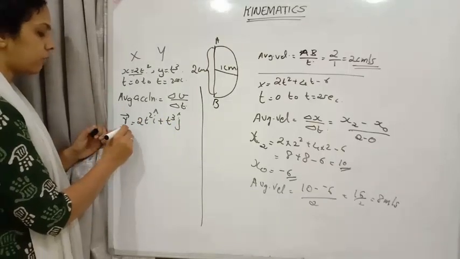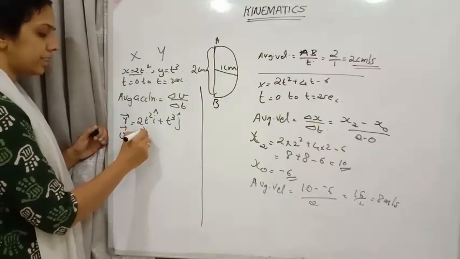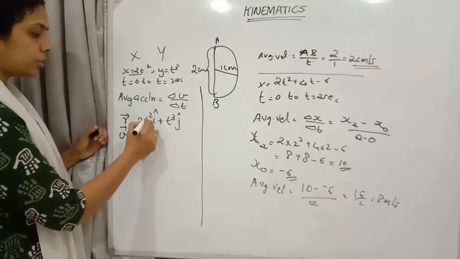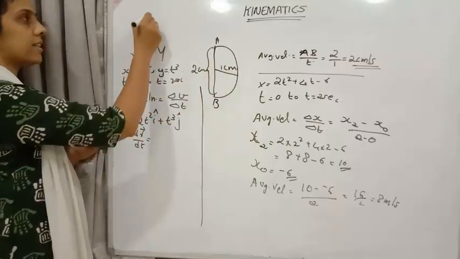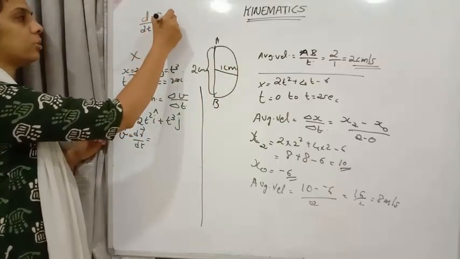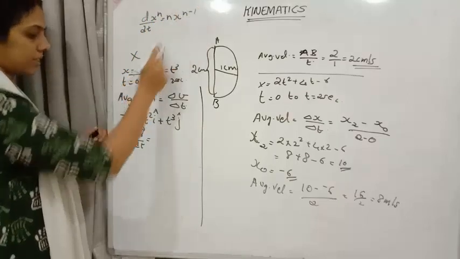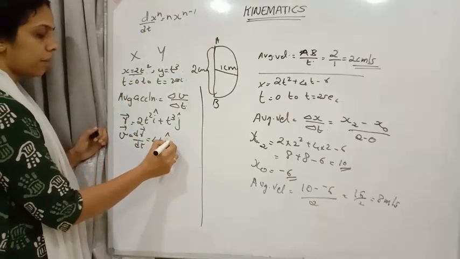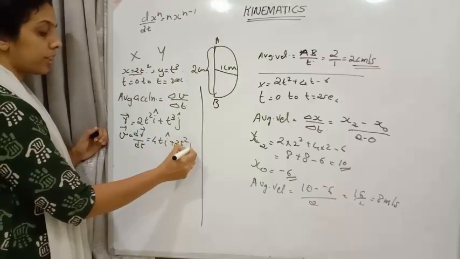Now to find v, dr by dt. As I said in the previous session, d by dt of x to the power n is n into x to the power n minus 1. So for 2t square, I can write 4t into i cap plus 3t square into j cap.